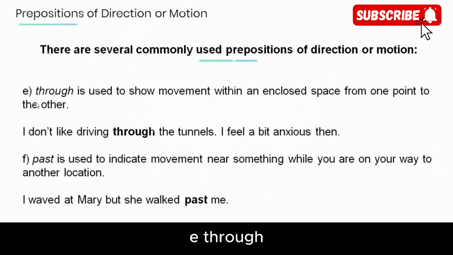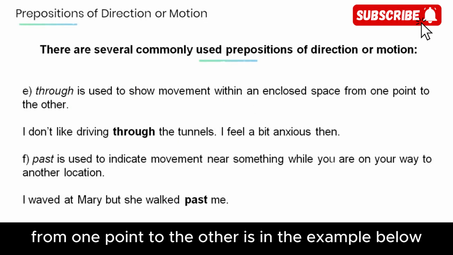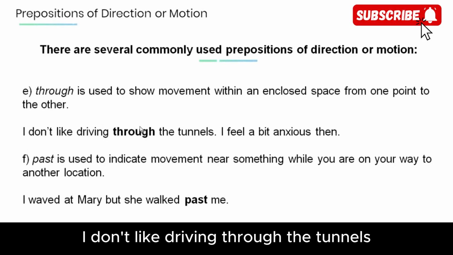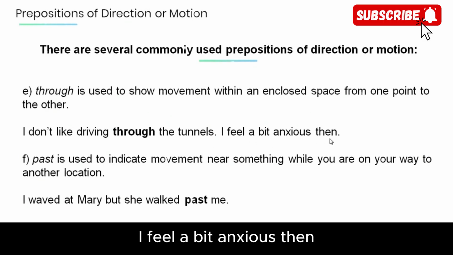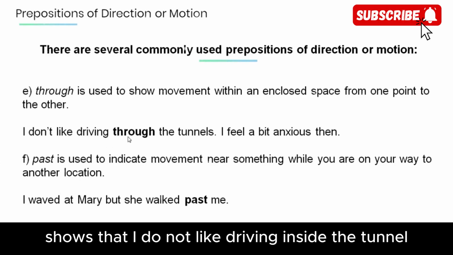E. Through. Through is used to show movement within an enclosed space from one point to the other. As in the example below, I don't like driving through the tunnels. I feel a bit anxious then. The preposition through in this sentence shows that I do not like driving inside the tunnel.